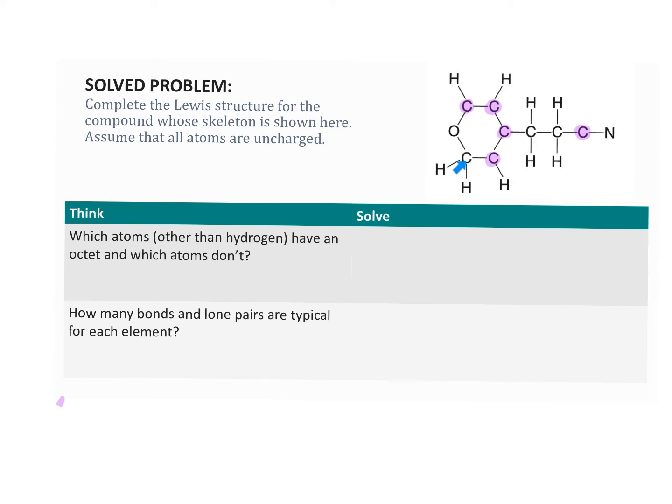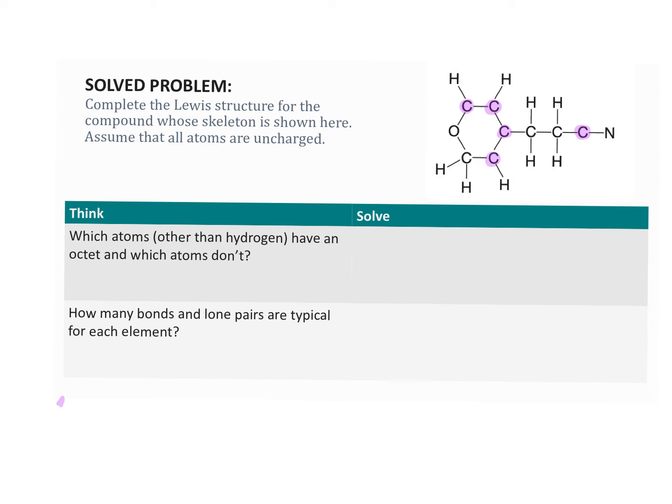Now, look at this carbon. It's got 1, 2, 3, 4 bonds, full octet. This carbon, 1, 2, 3, 4. Those carbons are what we call happy. They've got a full octet. They're uncharged. We don't need to do anything with those. Okay, so we've evaluated the carbons. We've evaluated the hydrogens. We have oxygen and nitrogen left.